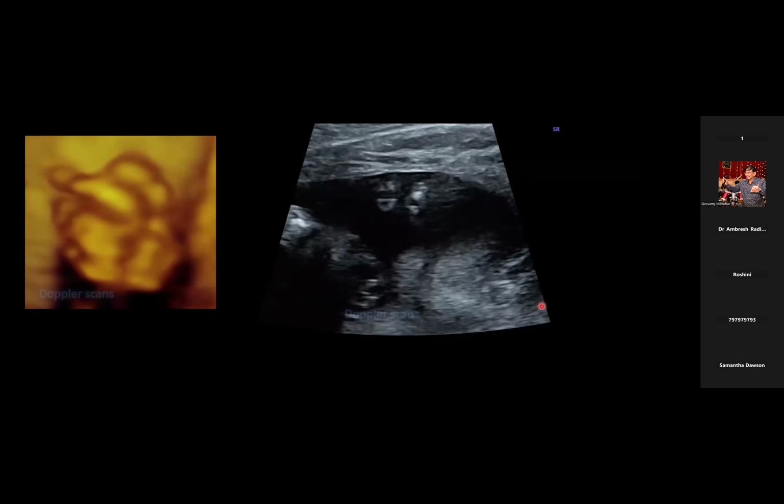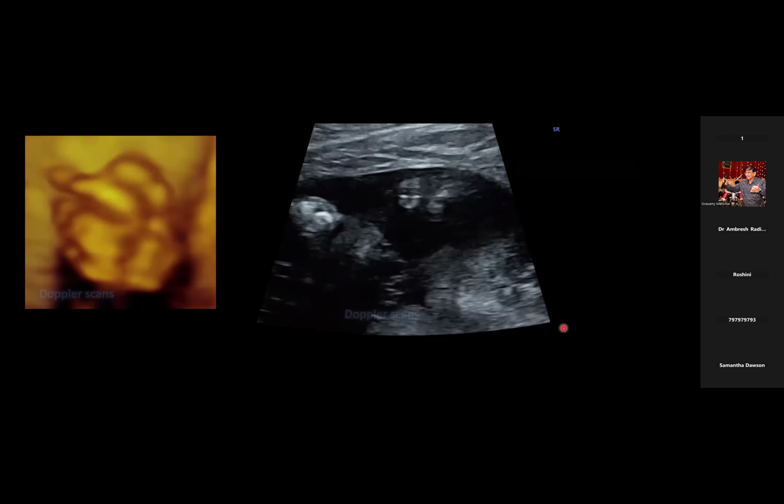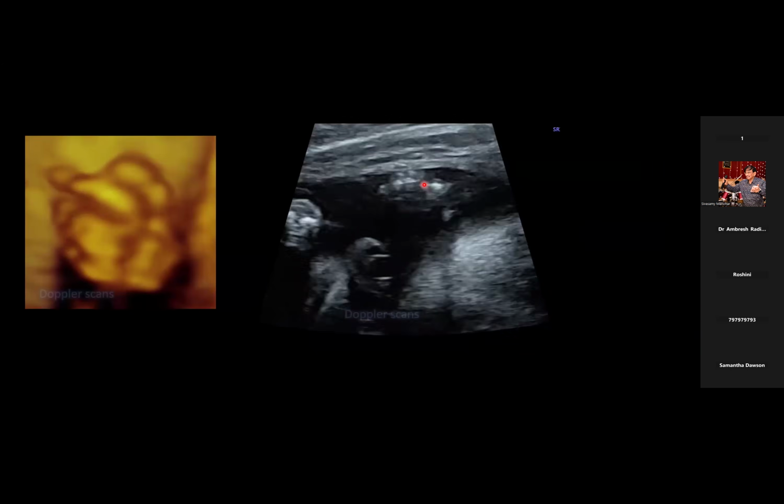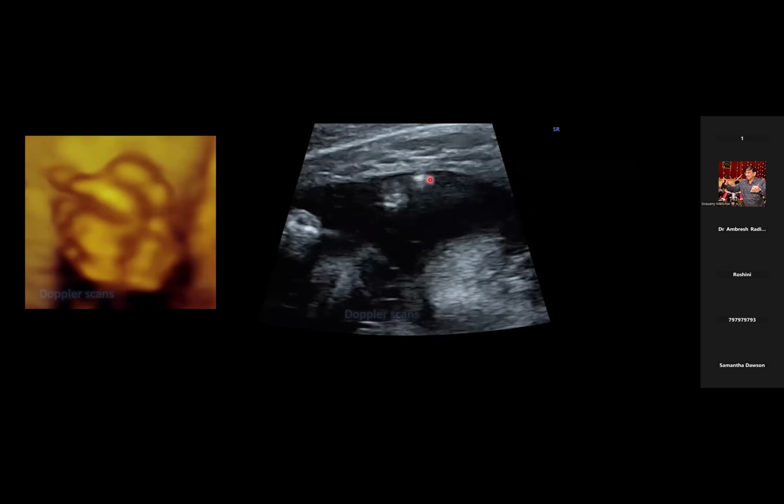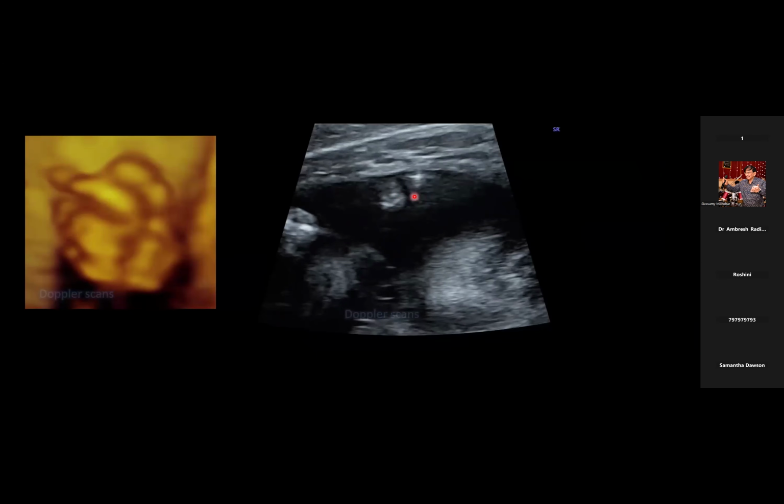So next number abnormality is syndactyly. You can see that there is syndactyly between the third and the fourth digits here. There is amniotic fluid between the second and the third digits, and the second digit is moving freely, but these two digits are not moving freely.